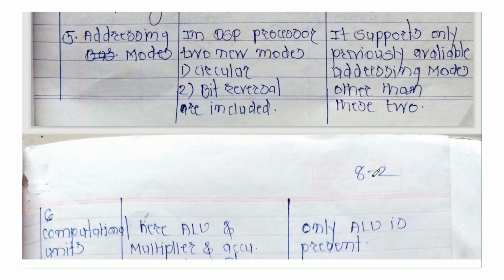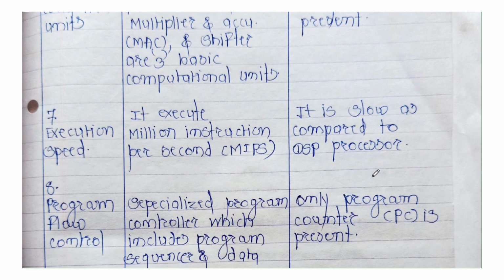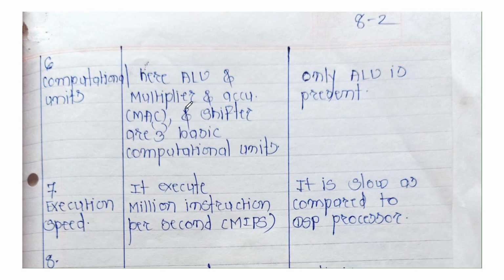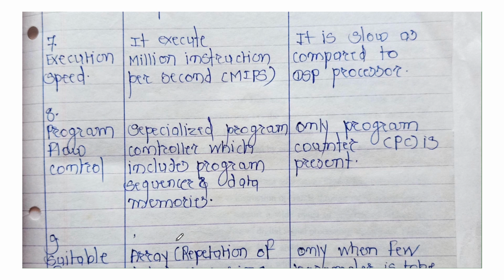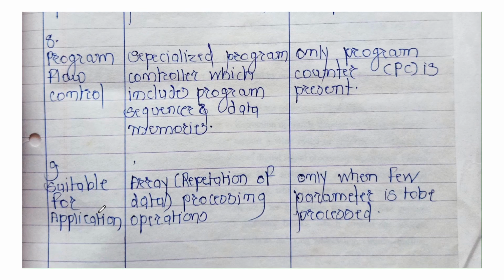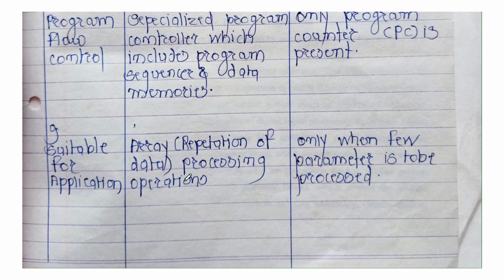Okay. Computational units. There are so many points for distinguishing purposes. Here ALU, multiplier and accumulator, and shifter are the three basic computational units in a DSP, whereas only an ALU is present in a general purpose processor. Execution speed: the DSP executes million instructions per second, MIPS, while the general purpose processor is slow as compared to the DSP processor. Program flow control: a DSP has specialized program control which includes the program sequencer and data memories, while a general purpose processor has only a program counter, PC. It is suitable for applications with array processing, that is repetition of the processing operation, only when a few parameters are to be processed.